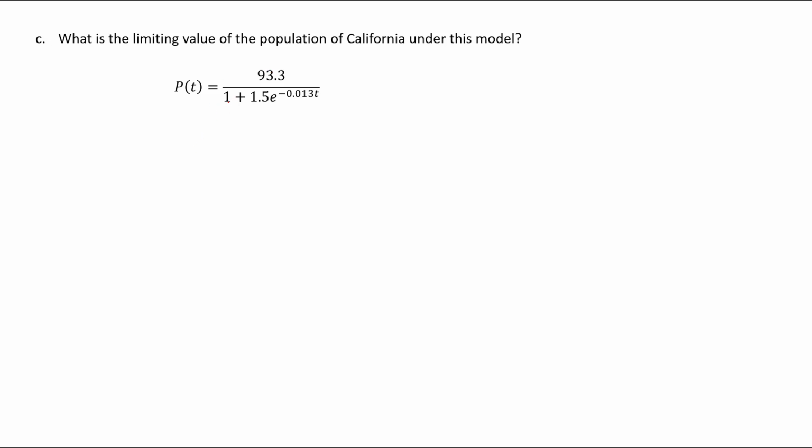The 1 also is just a constant. It's the e to the negative 0.013 t times 1.5 that is going to be approaching something, okay? The bigger t gets. When t gets very large here, 1.5 e to the negative 0.013 t. So another way to write that is 1.5 over e to the positive 0.013 t.